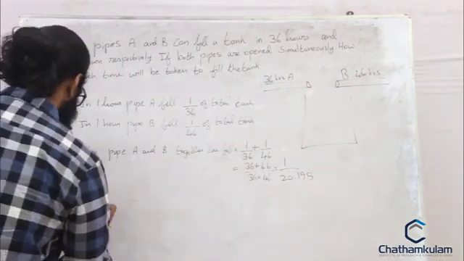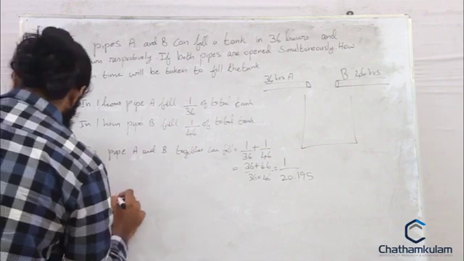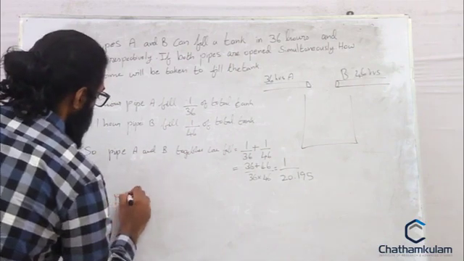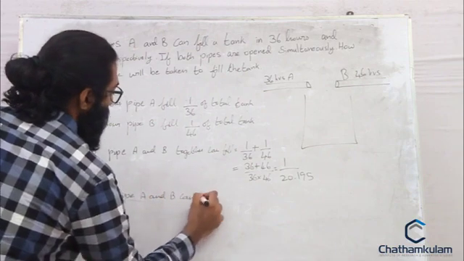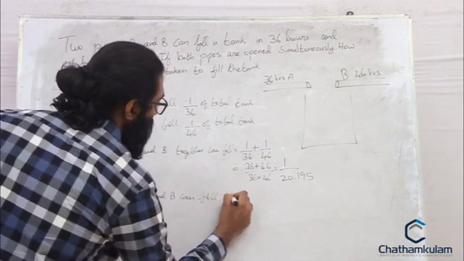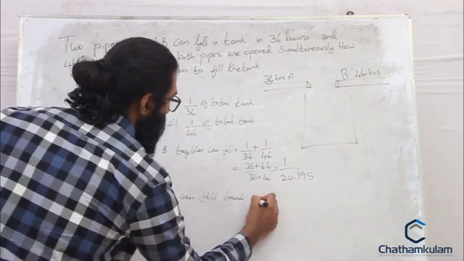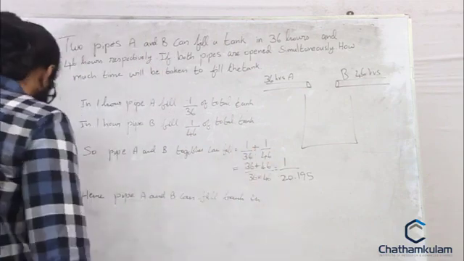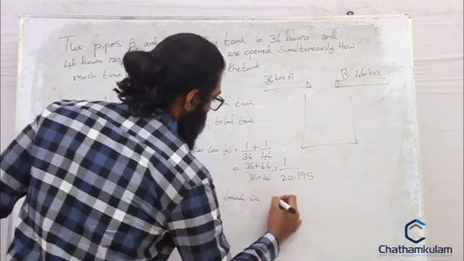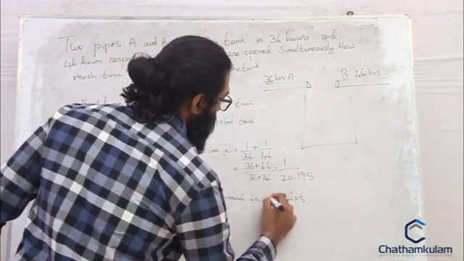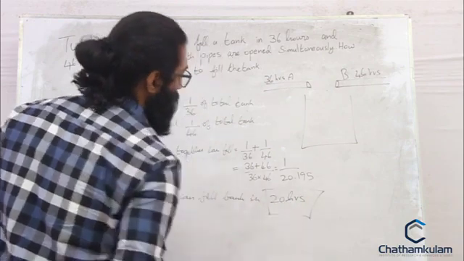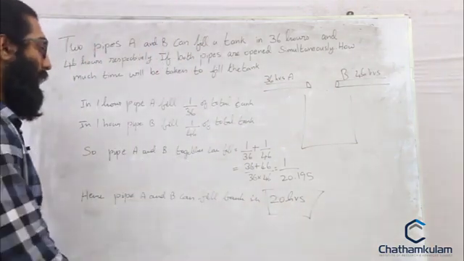Hence, pipes A and B can fill the tank in, we take the reciprocal here and we get it as approximately 20 hours, right? This is how we get the answer.